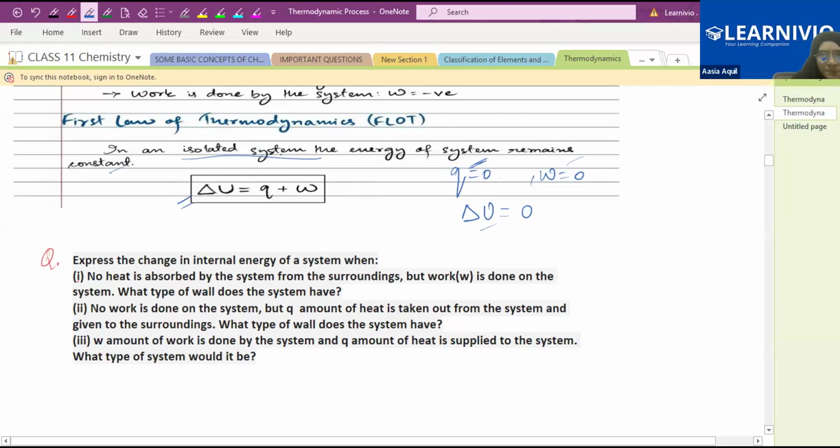What does this mean? If the energy change is 0 and the work is 0, what does this mean? The energy is conserved. The law of conservation of energy is applicable here. Energy can neither be created nor be destroyed. So the first law of thermodynamics tells us that energy can neither be created nor be destroyed in an isolated system. For an isolated system, the energy of a system remains constant. Got my point? And it works on the principle of the law of conservation of energy.